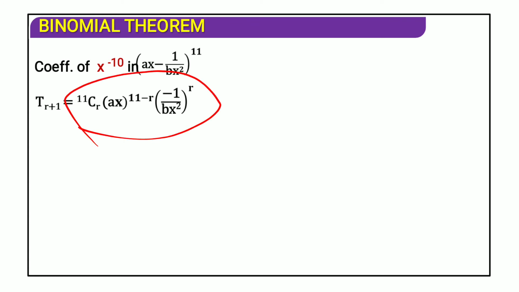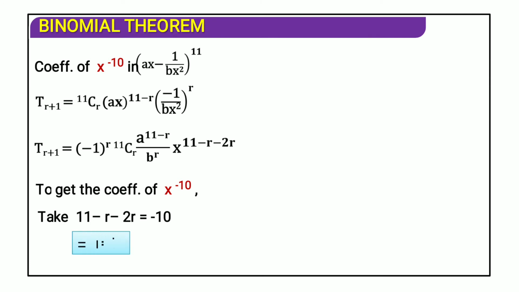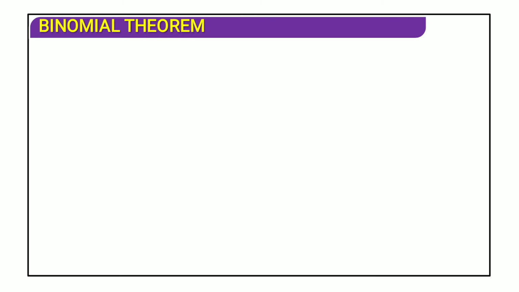First of all, solve this. On solving this, we are getting minus 1 to the power r, 11Cr a to the power 11 minus r upon b to the power r, x to the power 11 minus r minus 2r. To get x to the power minus 10, we need to put this power equal to minus 10. Whenever I put this equal to minus 10, I am getting r to be 7. So for the coefficient of x to the power minus 10, put r equal to 7.